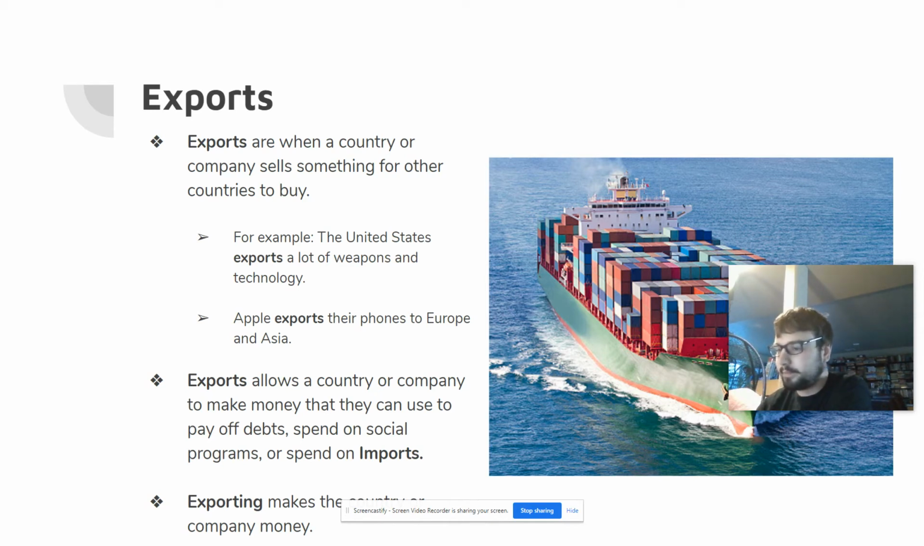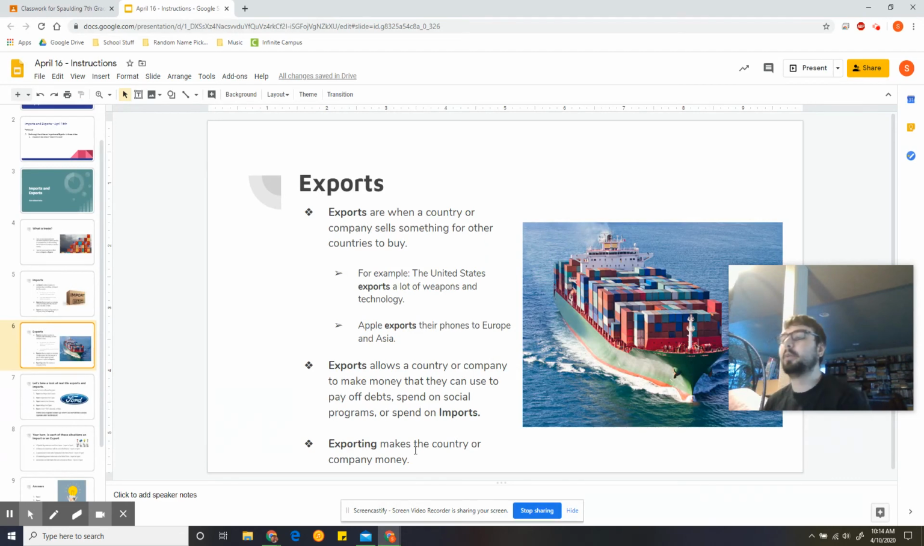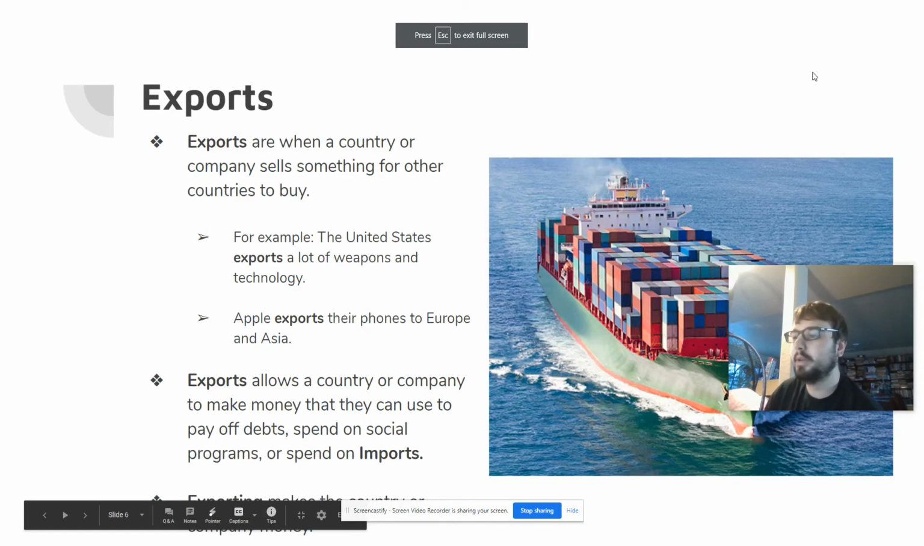And that gives us money to pay off debt, to spend on social programs like healthcare, things like that. It also allows us to buy those imports that we were buying previously. If we need money for oil, we have to make that money somehow. We do that by selling our own things, and then we have money to go buy that oil. Let me zoom out for this last point one more time. Exporting makes the country or company money, which we've said plenty now. Continuing on.